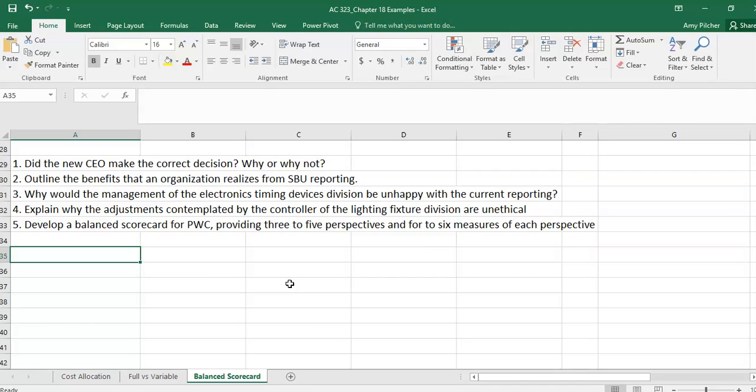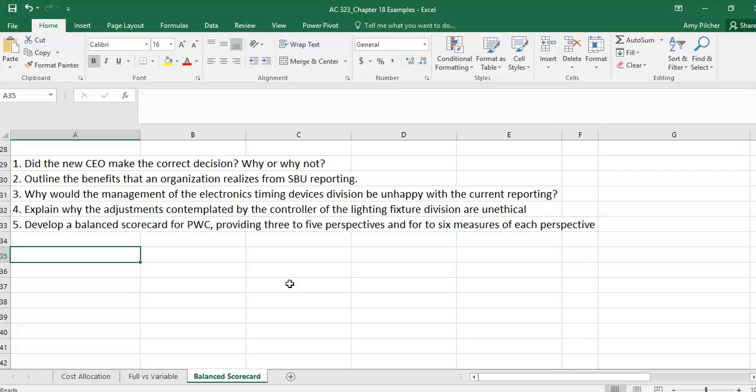And the last question here asks us to develop a balanced scorecard for this company, with various items that we could put in it and measures. So of course we know that the balanced scorecard has customer perspective, financial perspective, operations perspective, and then the learning and growth perspective. There's a wide variety of things that we could put in these measurements.